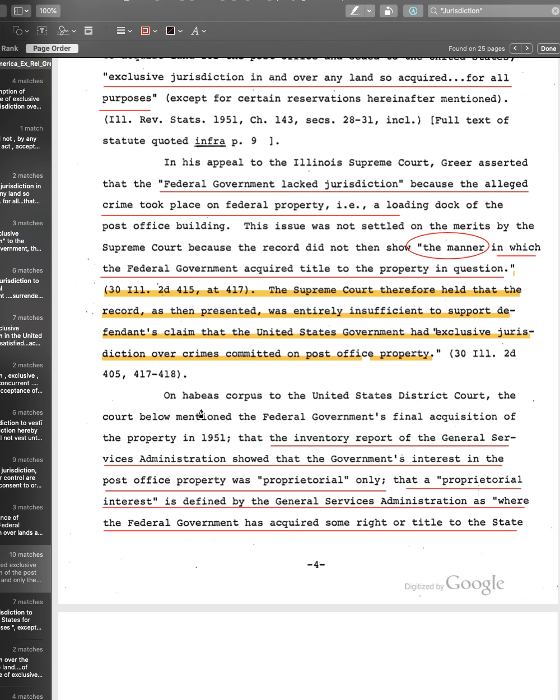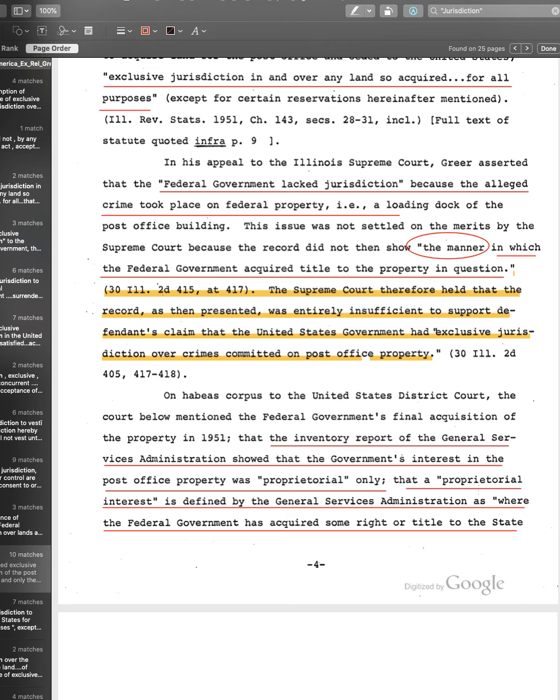On habeas corpus, the United States District Court, the court below, mentioned the federal government's final acquisition of the property in 1951, that the inventory report of the General Services Administration, that's GSA, you can go look through some of their old manuals, and they have this stuff on there because they keep track of all the federal lands, showed that the government's interest in this post office property was proprietorial only. So let's look at what proprietorial is.